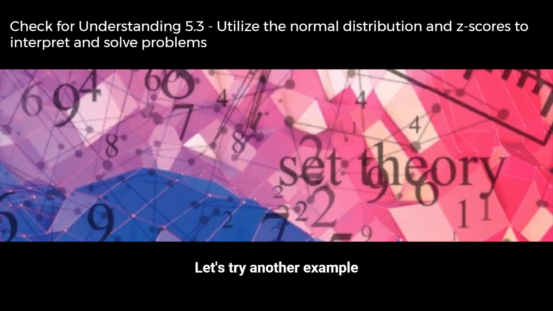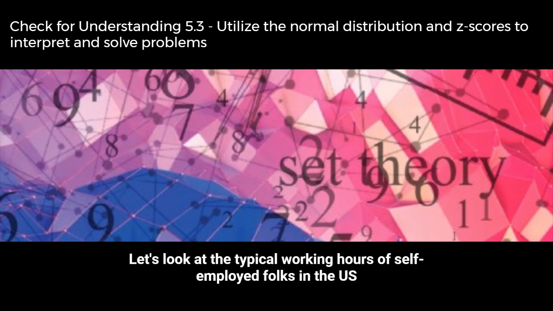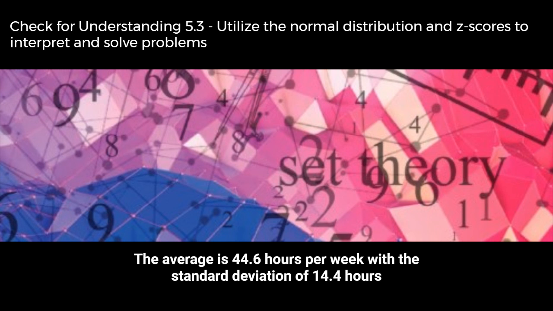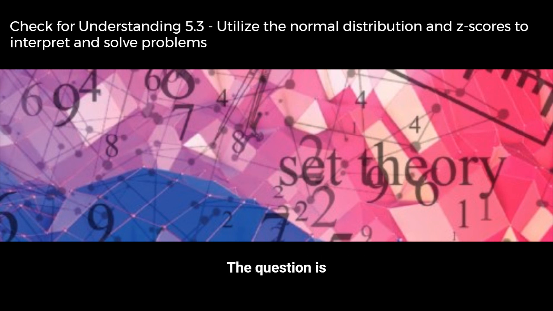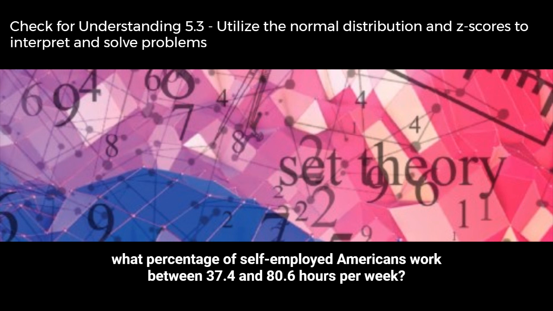That wasn't so bad. Let's try another example, maybe one with a bit of a range this time. Sounds good. How about this? Let's look at the typical working hours of self-employed folks in the U.S. The average is 44.6 hours per week, with a standard deviation of 14.4 hours. The question is, what percentage of self-employed Americans work between 37.4 and 80.6 hours per week?